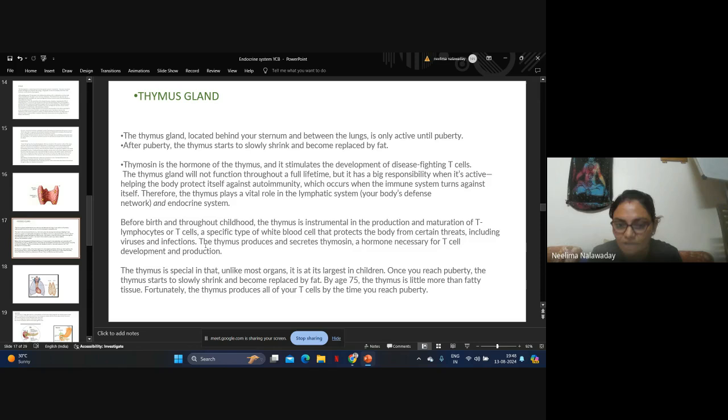Before birth and throughout childhood, the thymus is instrumental in the production and maturation of T lymphocytes, or T cells. It is related to our defense mechanism. T cells, T lymphocytes, we saw when we saw blood and the composition of blood. So thymus is special in that, unlike most organs, it is at its largest in children. Once you reach puberty, the thymus starts to slowly shrink and become replaced by fat. By age 75, the thymus is little more than fatty tissue.